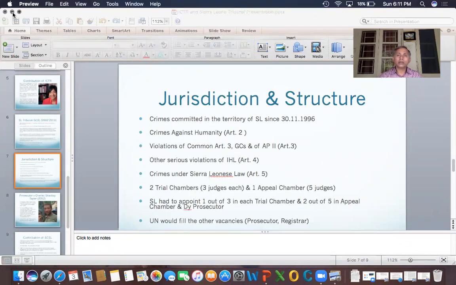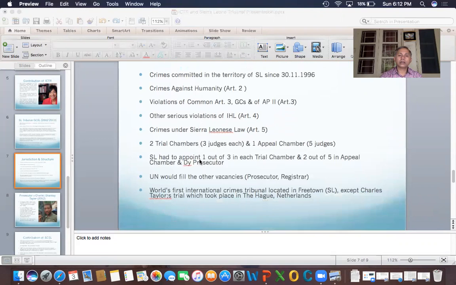Because I told you that the domestic state also has a role in the composition or creating the structure of the court. And in this Sierra Leone's special court, Sierra Leone had to appoint 1 out of 3 in each trial chamber, and 2 out of 5 judges in the appellate chamber, and Sierra Leone also had the power to appoint 1 deputy prosecutor. And the remaining vacancies would be filled by the United Nations. For example, prosecutor or registrar, they would be filled by the United Nations.